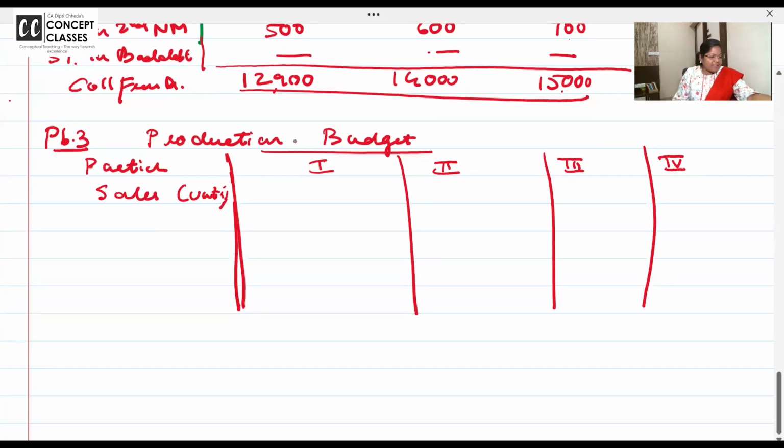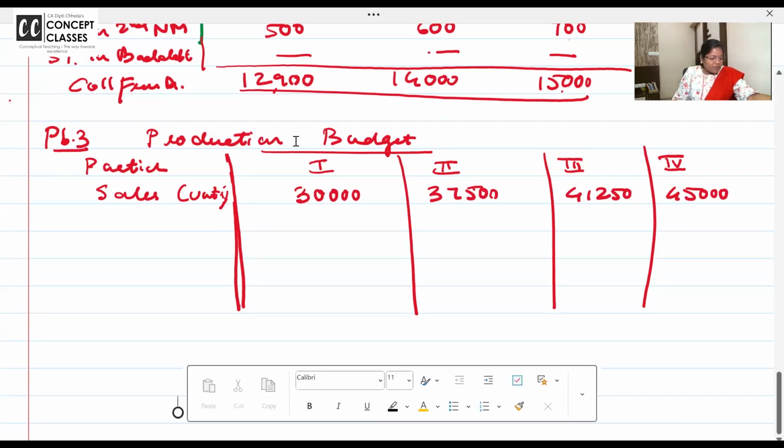So sales is given to you. How much is given? 30,000, 37,500, 41,250, 45,000. These are the number of units you are going to sell.